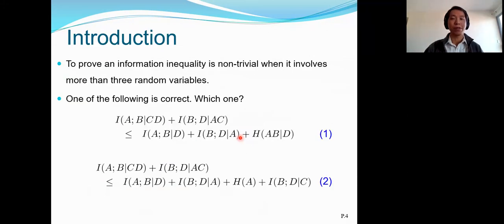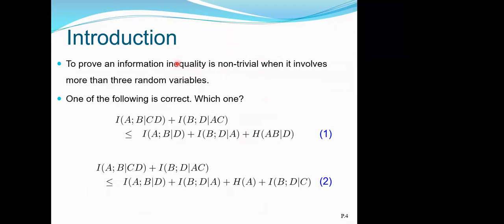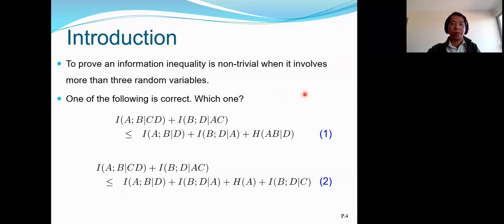Now, so far we have seen some simple inequalities using 2 or 3 random variables. However, in many cases, we may need to prove information inequalities involving more random variables, and then this job is non-trivial. Say, for example here, if I tell you one of these 2 inequalities is correct and the other is wrong, can you tell me immediately which one is correct and which one is wrong? I think after some calculations, you can find out which one is correct, but you will still find that it takes some time, it takes some effort.